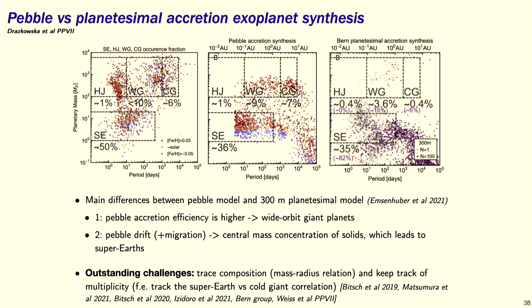Now, there are many challenges and opportunities. I think with population synthesis work, a next thing to do, and people are already starting to work on this, is to trace the composition further so that we can also recreate mass-radius relationships and keep track of the multiplicity. This is really the state of the art, working with simulations that include N-body effects that allow you, for example, to track the super-Earth versus cold giant correlations in this figure also. And there's a whole bunch of papers here that I'm citing, and I think we might also hear a little bit more about that in the talk on the chapter by Weiss et al.